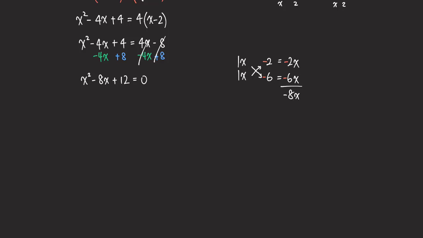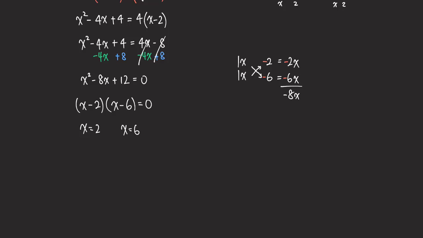And then how do we write down the factorization? It's 1x minus 2, so we get x minus 2. The second one is 1x minus 6, so we get x minus 6, is equal to 0. Okay, so we have x equals 2 or x equals 6 for the answers.